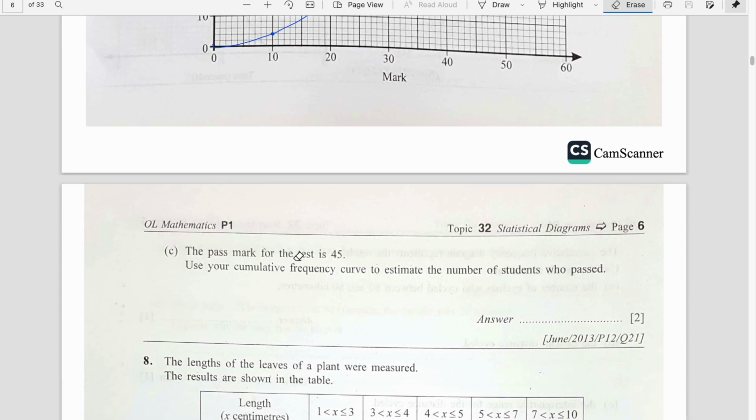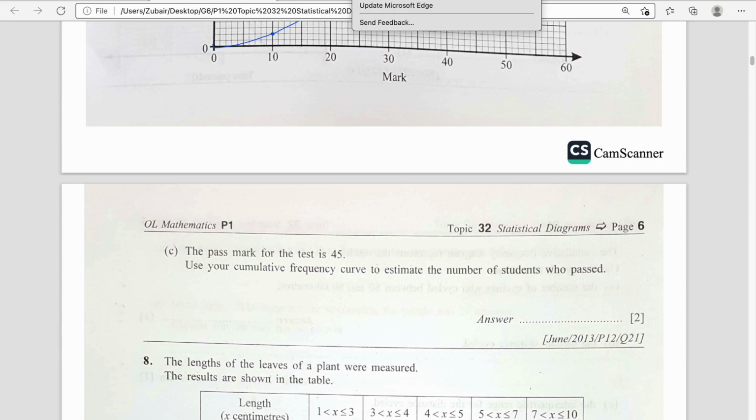The pass marks for the test is 45. Can you hear me? Okay, the pass marks for the test is 45.